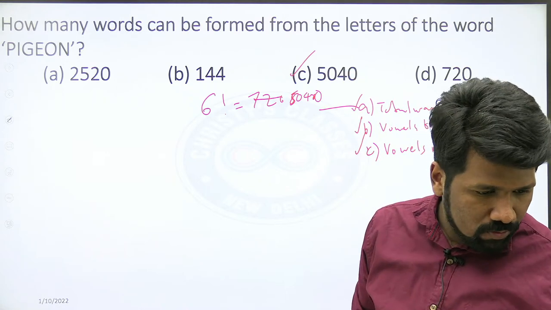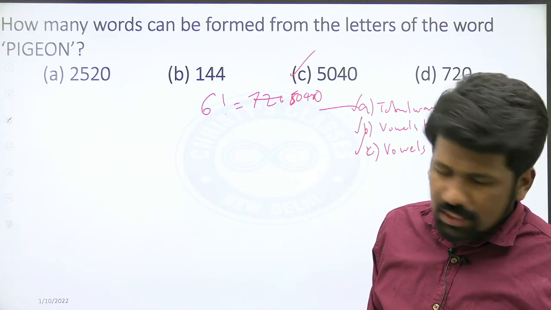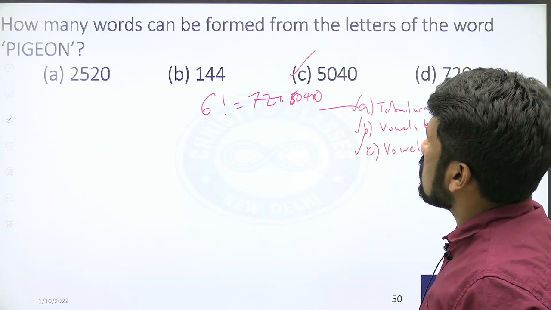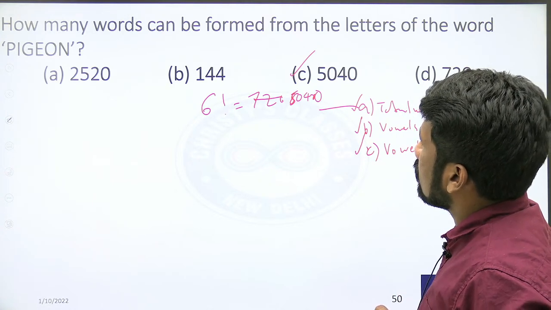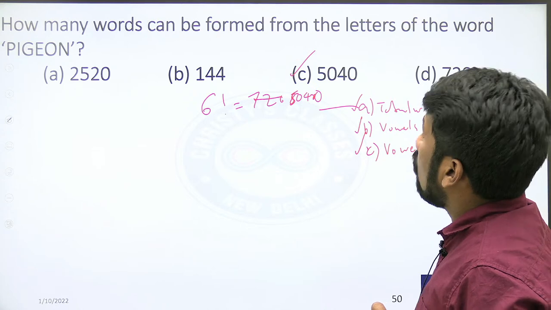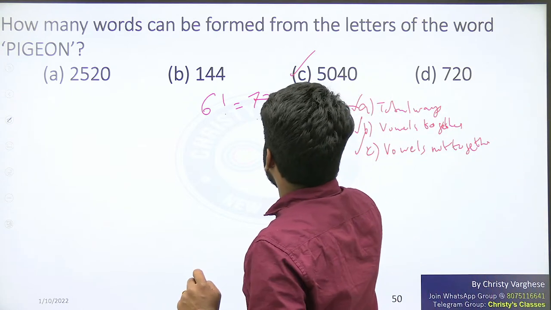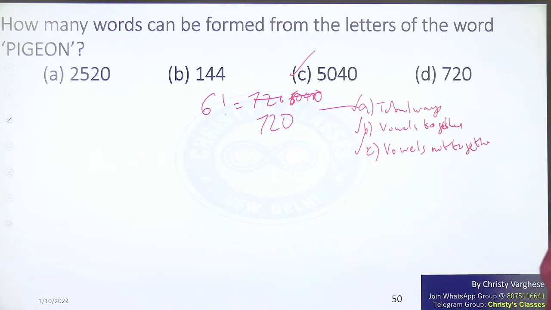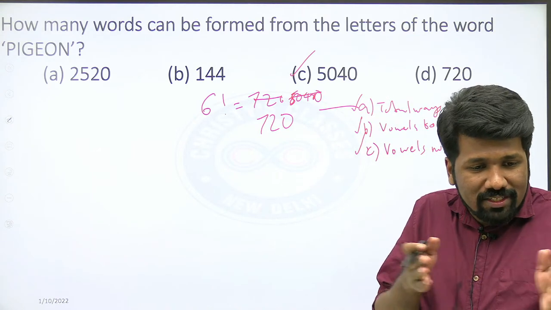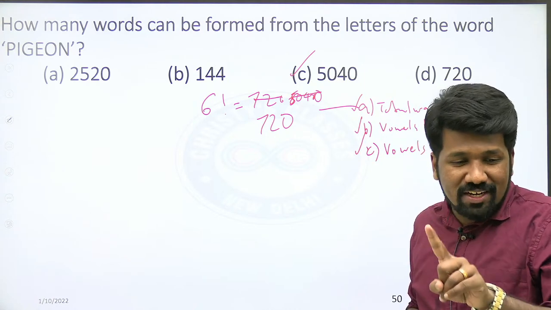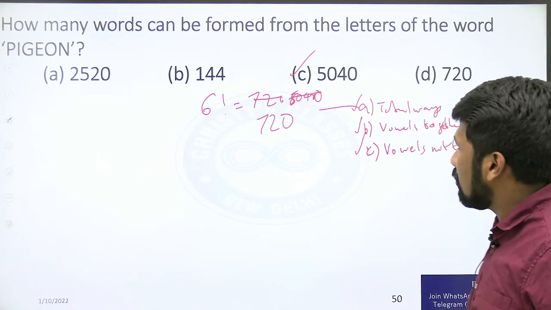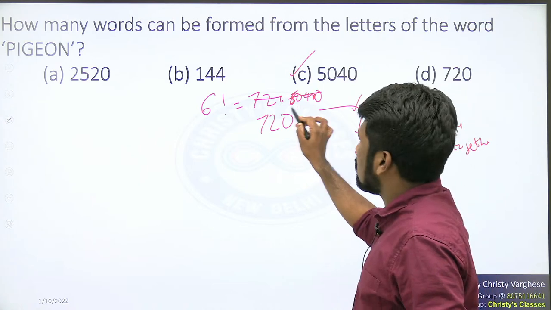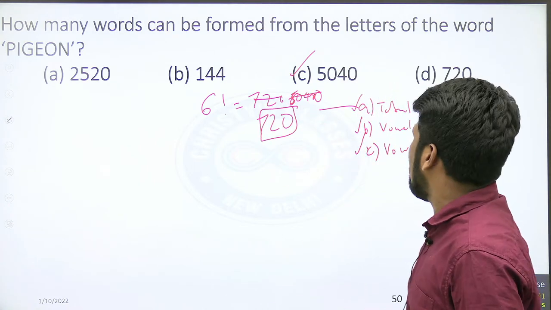One second, it is a 6 letter word, right? Okay, sorry. It is 6 letters only, so 720 will be the answer, since all the letters are different. When letters get repeated, that is another thing, and we are coming to that. So it's a 6 letter word, 6 factorial is 720. So 720 will be the answer.